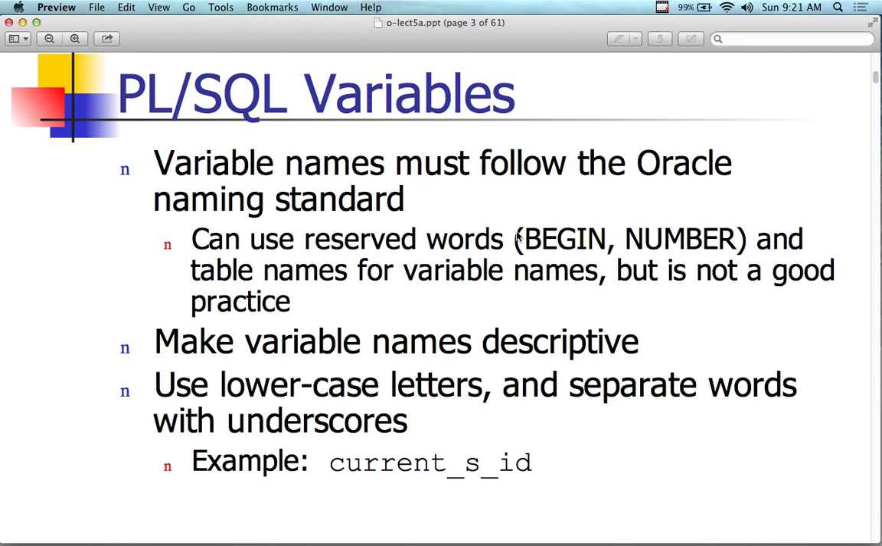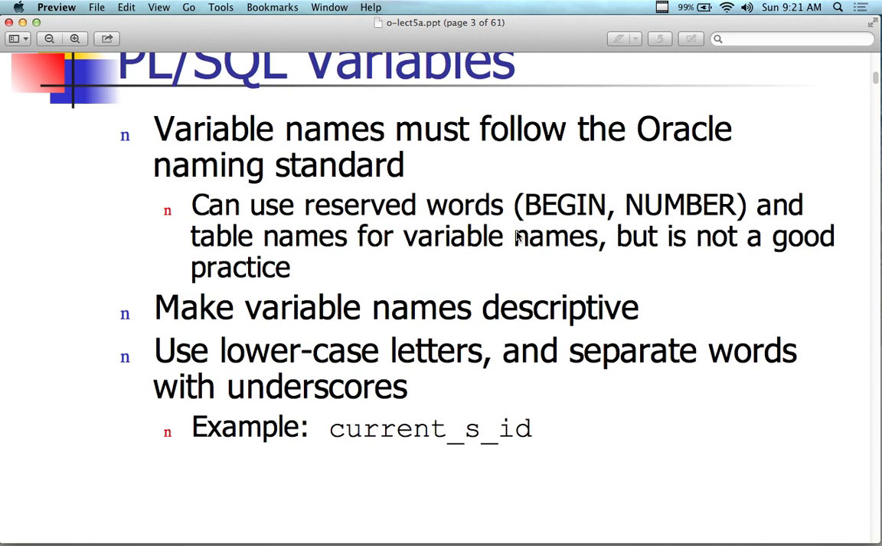And you should make the variable names descriptive, of course, like students from database or my students or something, if it's the students that you've pulled out from a query from a database table. Use lowercase letters, separate words with underscores, and here's an idea, current_s_id as an example.